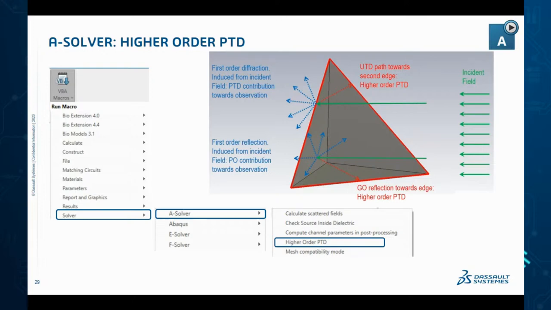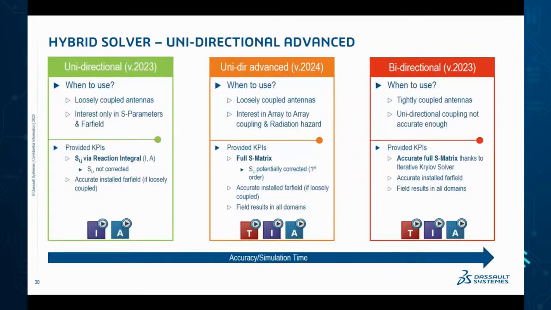Good. Moving to the hybrid solver. What we have here in the hybrid solver task is a new workflow for the unidirectional that we creatively named the unidirectional advanced option. This new advanced option boosts the performance of those applications for which the bidirectional coupling takes too much simulation time, but the normal standard unidirectional approach is not accurate enough, especially when we talk about S matrix calculation.